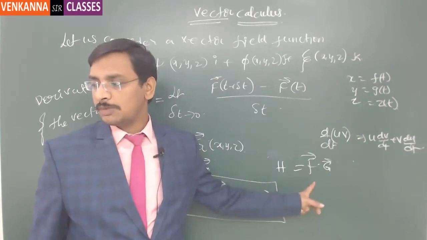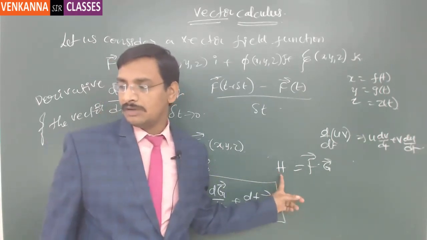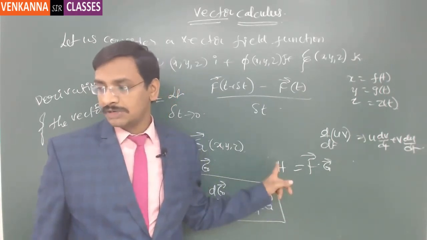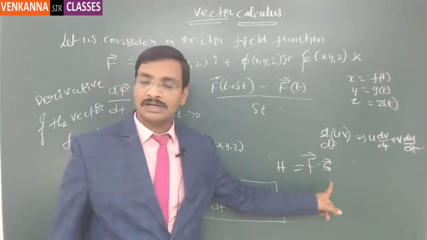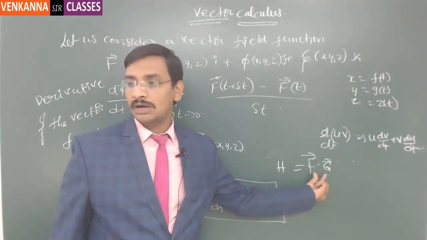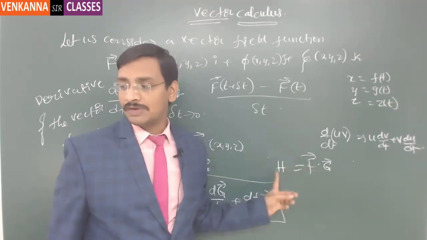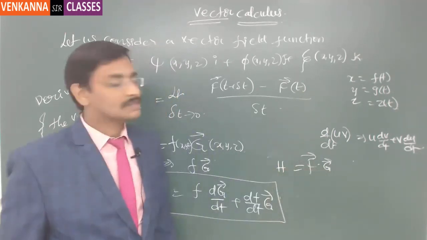So this dot product will result in a scalar value. This scalar is a function, not a constant. This is also a vector function. This is a vector function. These two together, with the dot product, will make a scalar function. It is nothing but x, y, z.